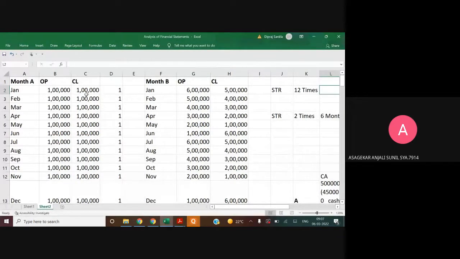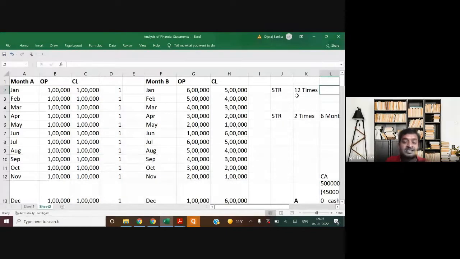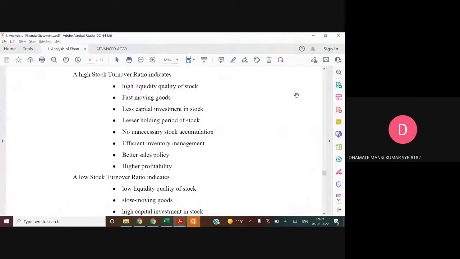B company. So B company: the higher the stock turnover ratio, the lower is the investment in stock, lower is the stock accumulation. Right? Here 6 lakh rupees of goods are stored in B company, but in A company the value is only 1 lakh rupees, right? Yes, sir. Okay, now good.